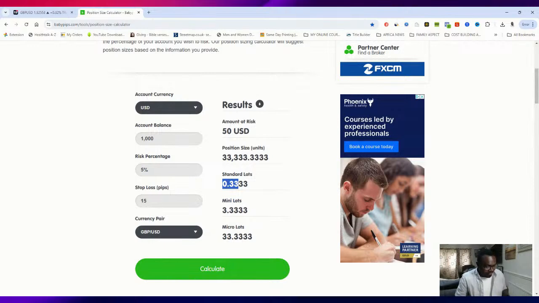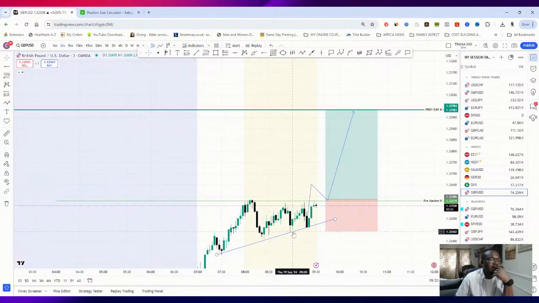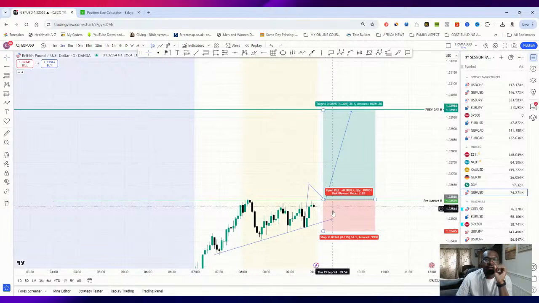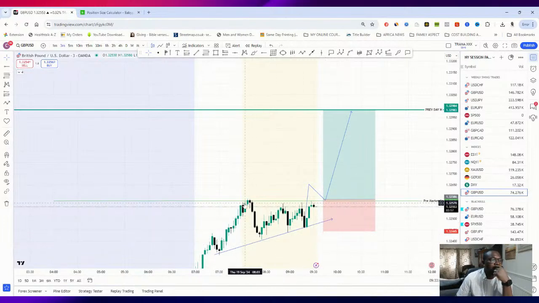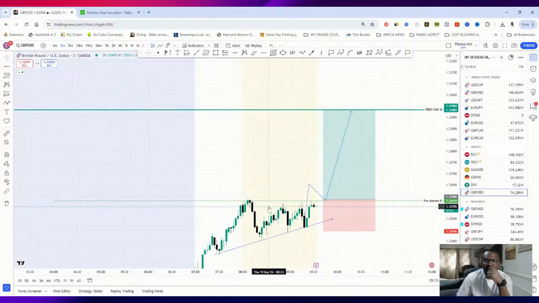And remember, 15 pips stop loss. You're going to do 15 pips stop loss, so you put it right at the low of this structure. We're waiting for a breakout and a retest. Immediately we get a clean retest, we're going to get in. Remember, this is already liquidity formed. Price is forming liquidity right here.